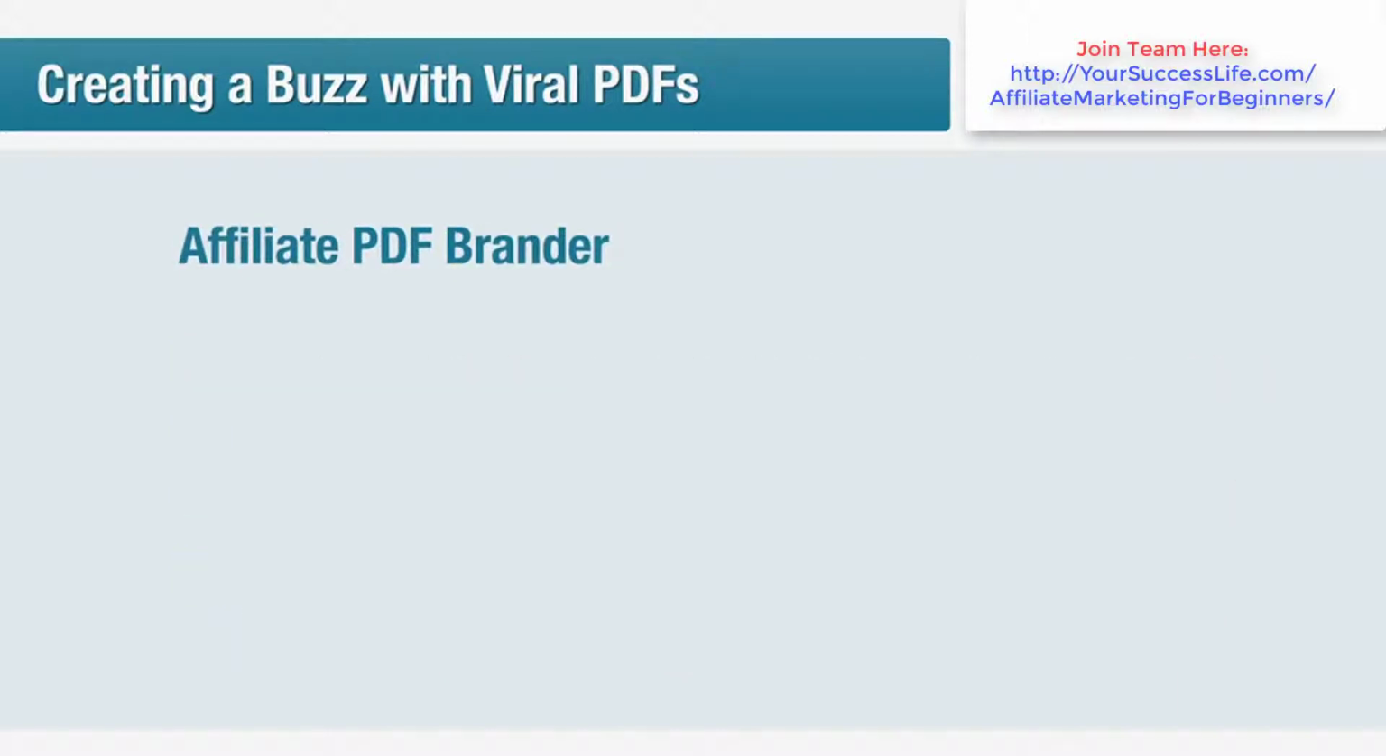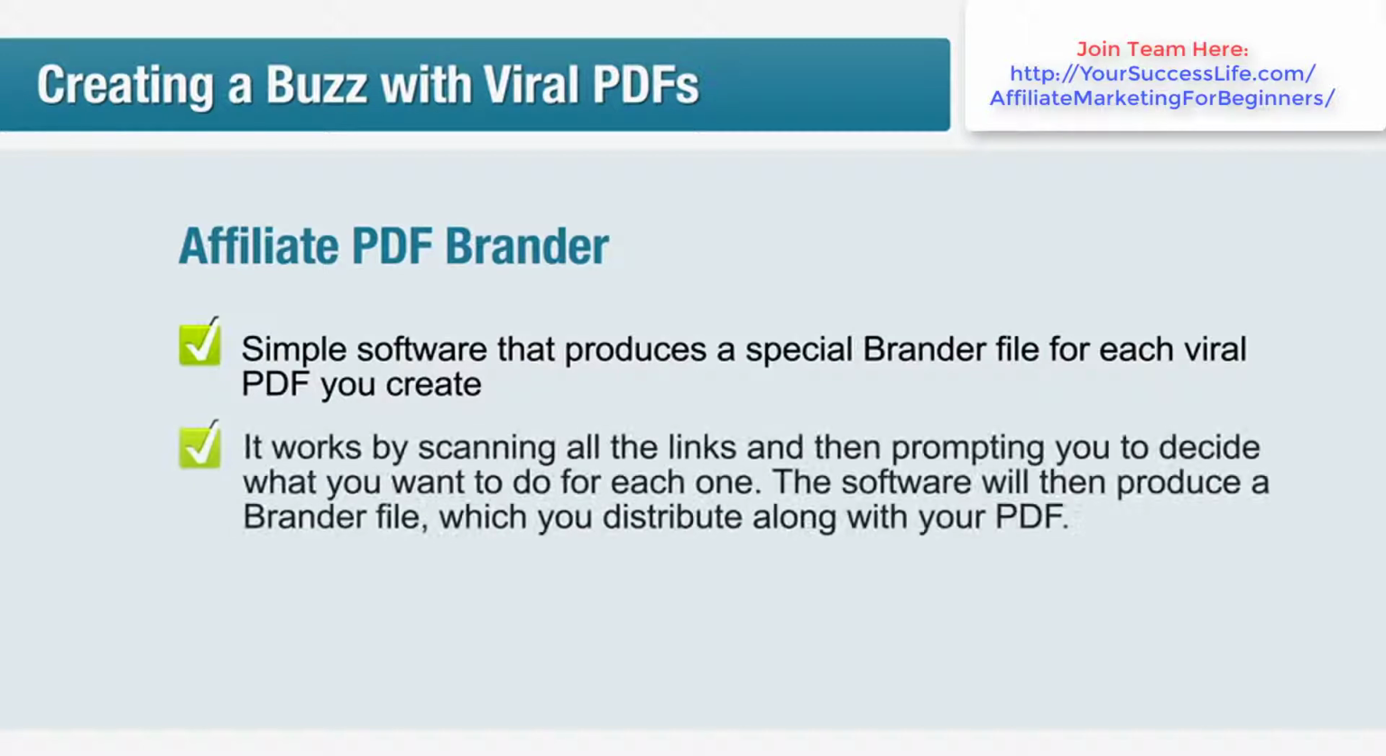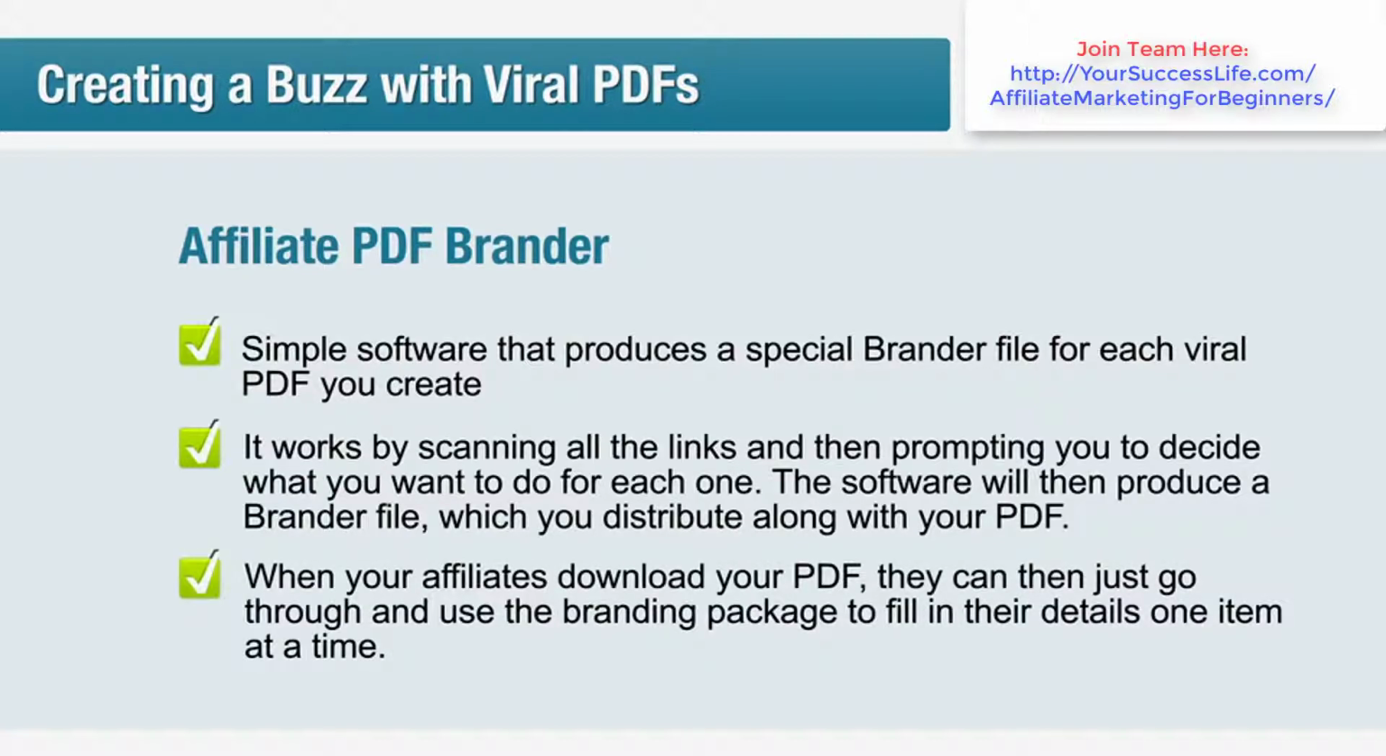Affiliate PDF Brander is simple software that produces a special brander file for each viral PDF you create. It works by scanning all the links and then prompting you to decide what you want to do with each one. The software will then produce a brander file, which you distribute along with your PDF. When your affiliates download your PDF, they can then just go through and use the branding package to fill in their details one item at a time.